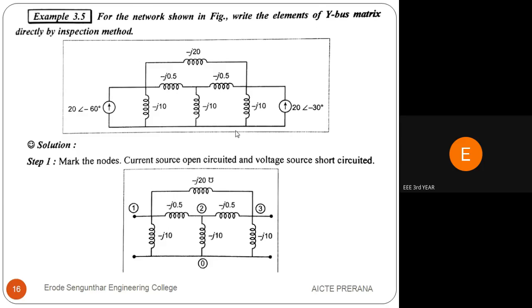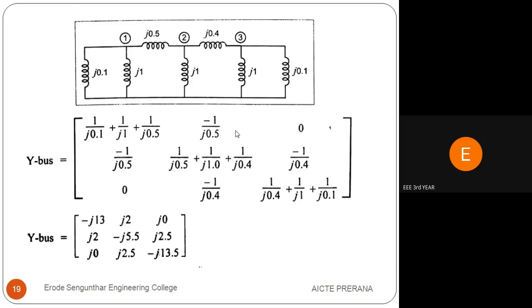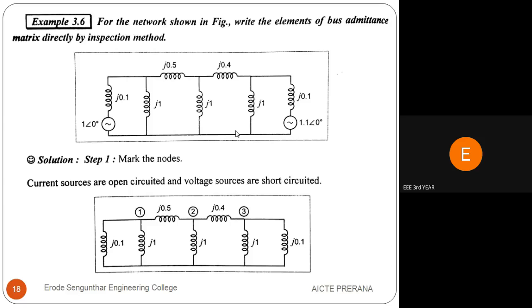What is the difference between the previous sum and this sum? In the previous sum they gave the direct admittance value. Here they gave the impedance value. So the impedance value means we have to take it as 1 by z. That's all. Just note this problem. From this, go to the problem.